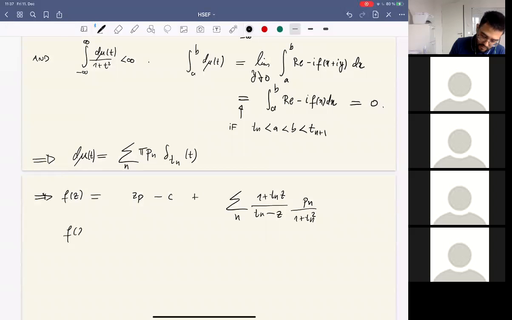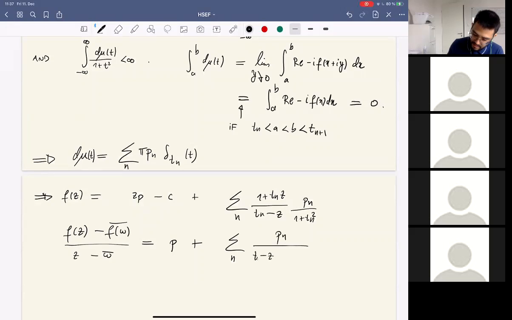And then if I do the Newton quotient, the C goes away, and we have just P here. And you can do this Newton quotient to the other part, and you will get exactly what the formula claims. Okay, and that finishes the proof.